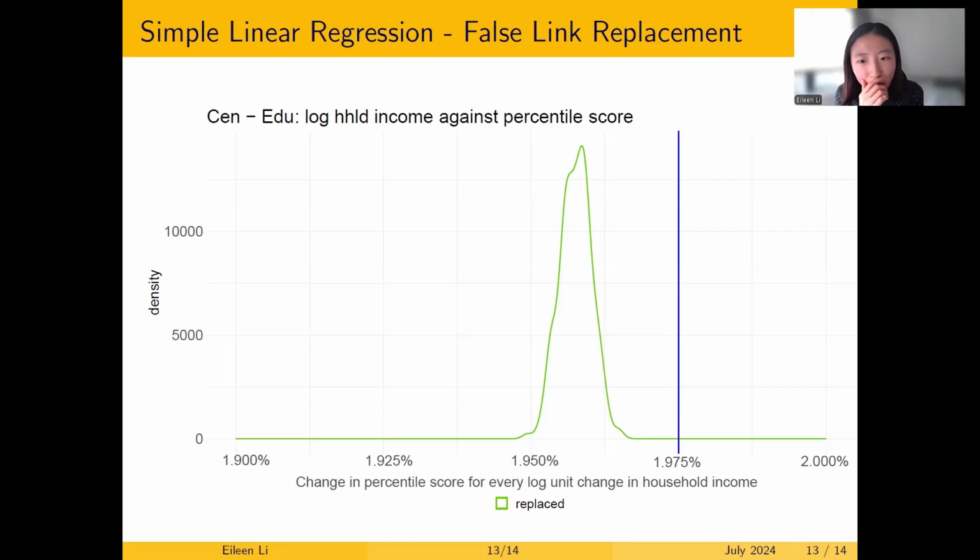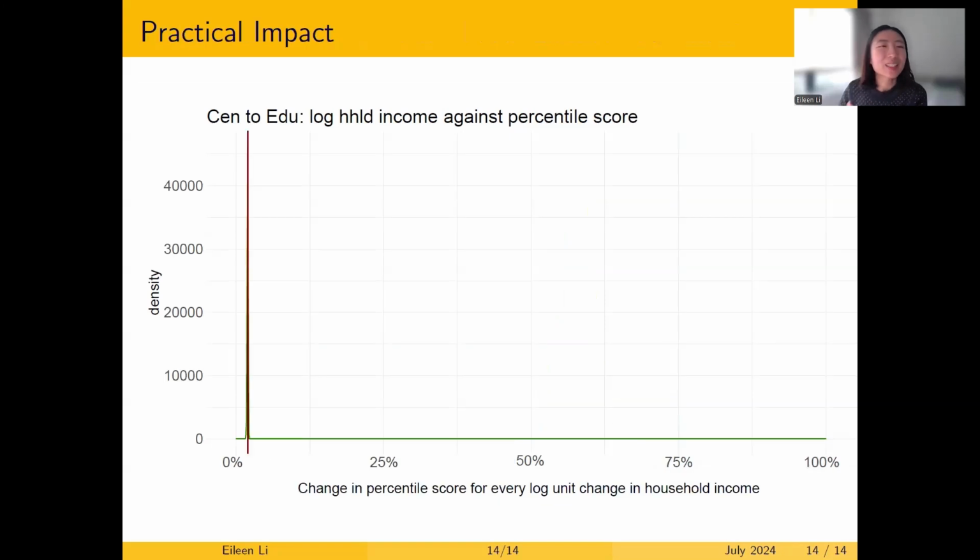So if I zoom out to the full scale, which you can see from the next slide, you can see that the differences between the replaced results and the naive estimates are essentially of no practical significance at all. So that's for the false links. We've also looked at mislinks, which unfortunately I don't have the time to talk about today.